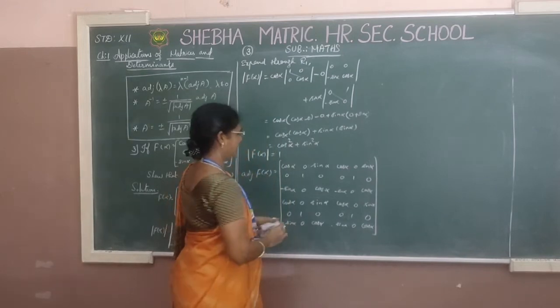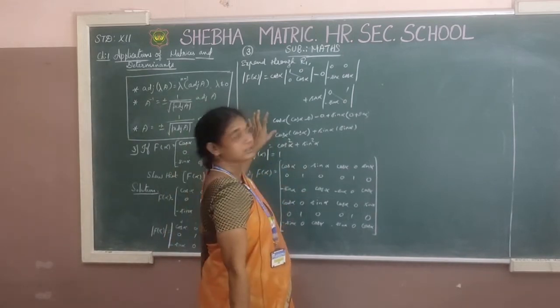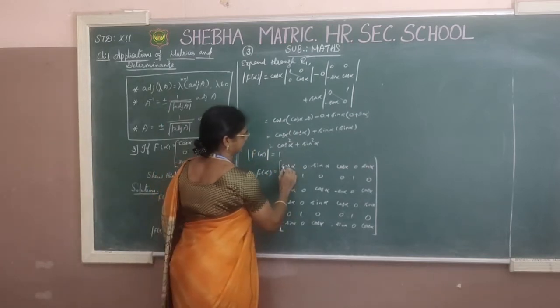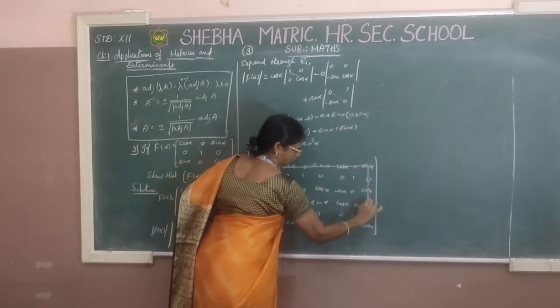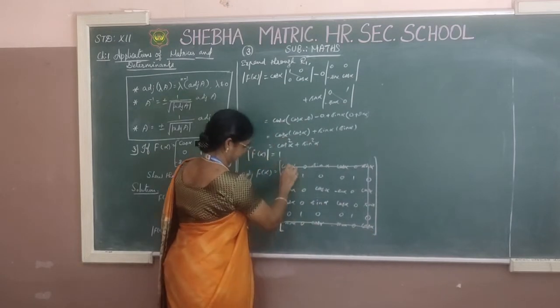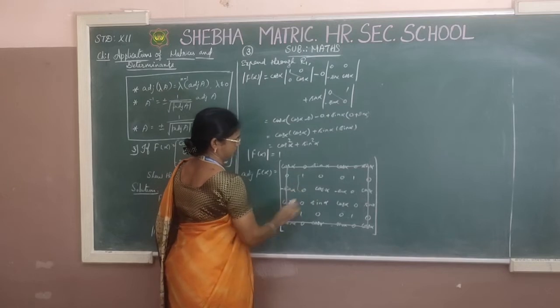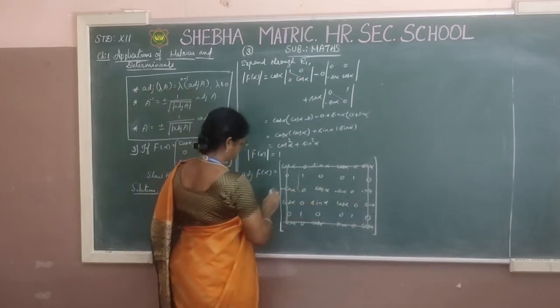You remember how we have done in the last sum? Like that only you have to do. First, neglecting the corner element. All the corner elements you have to neglect. After neglecting, consider these two rows. Consider these two rows.